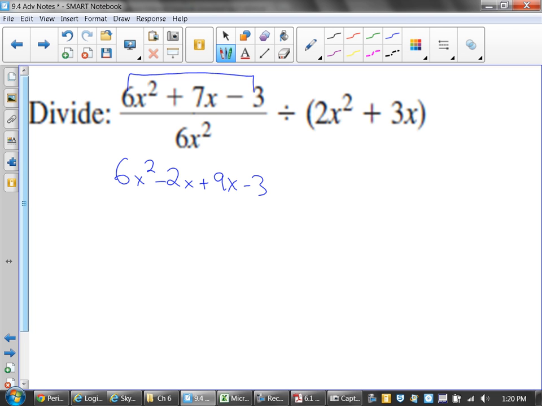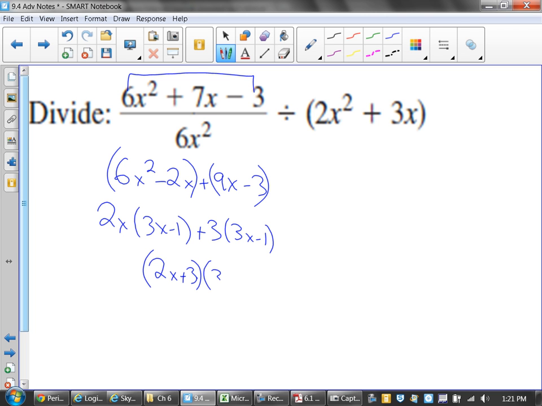Now you have your grouping to do. You're looking for GCFs in both of these sets. In that first group, what's the GCF of 6x squared and 2x? Factor out the 2x, you're left with 3x minus 1. After that, what can I factor out of the 9x minus 3? Just the 3, so you're left with 3x minus 1. So now all that work to factor the numerator gives me the terms 2x plus 3 and 3x minus 1.